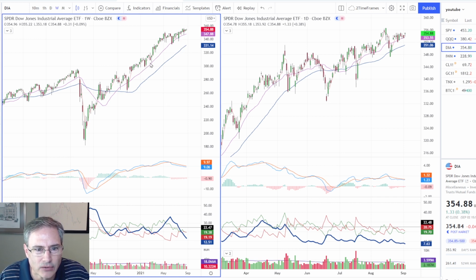We've held it here, held it here, held it again here, and then again here. If we break that, then I think it opens up something that I would qualify as a correction. So just something to watch for on that.